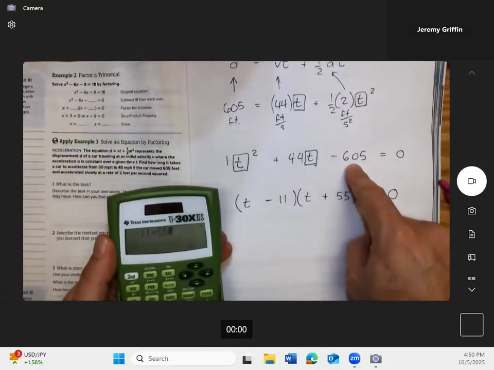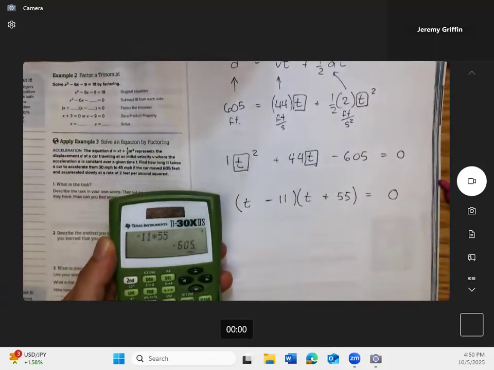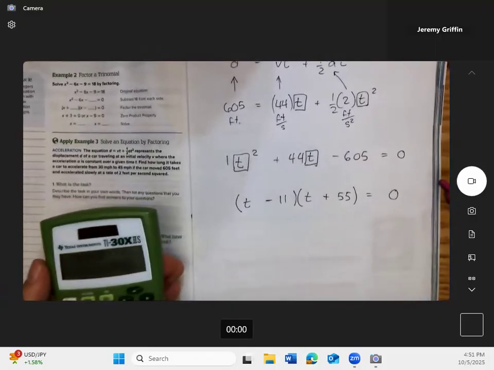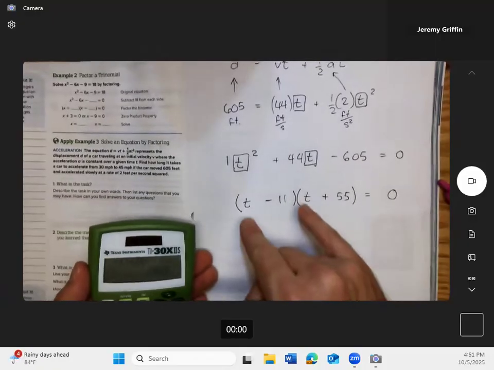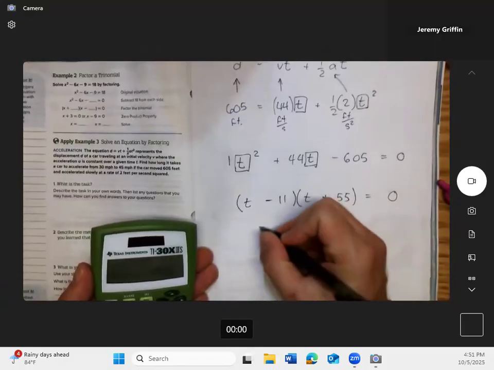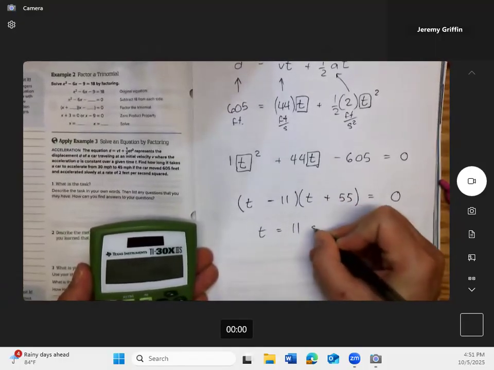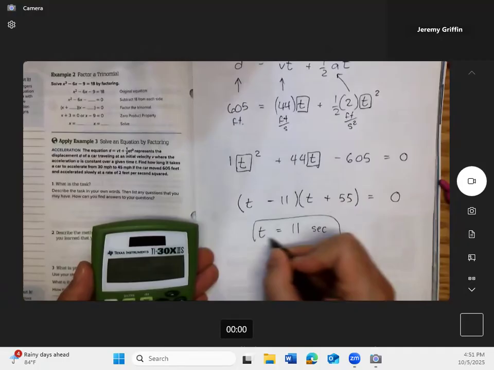It's got to be this. If it is, then we're good. Oh yeah, we are winning. Okay, so just like before, if this times this equals 0, then either t could be 11, and that would represent seconds if I kept my unit, right?